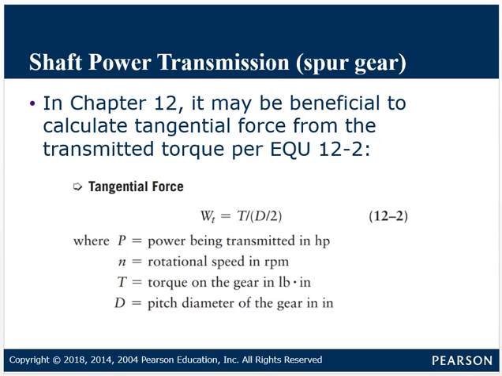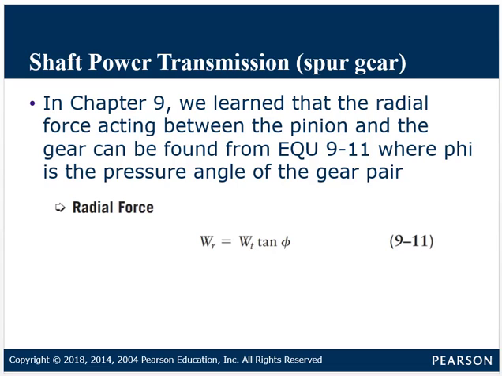Then the other force we need to calculate is the radial force. Again, this was from chapter 9. In chapter 9 we learned that the radial force acting between the pinion and the gear can be found from equation 9.11, where phi is the pressure angle of the gear pair. So the radial force equals the tangential force times the tangent of phi.